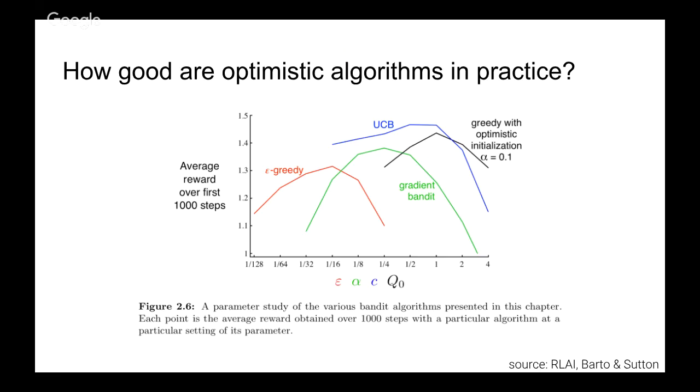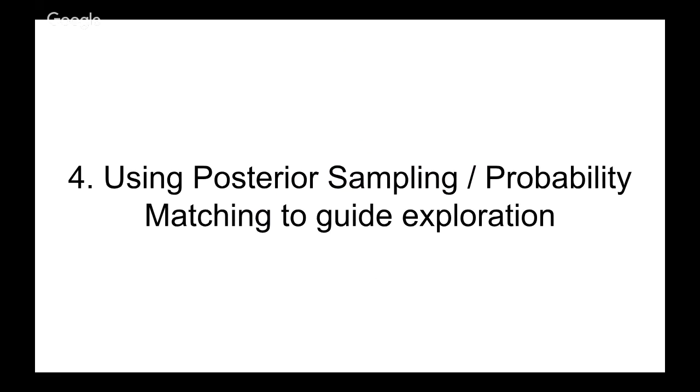So just some results from another book about where UCB kind of shines. It's in this 10 Gaussian bandit testbed. Well, that's all for my part. So before we start the next part, do we have any questions? Yeah, any questions? And let's first thank our speaker, Alex.